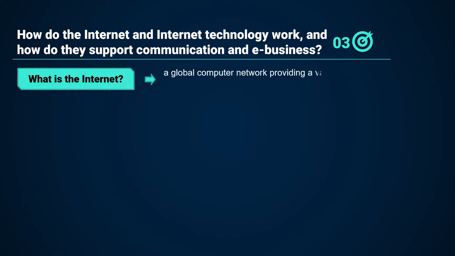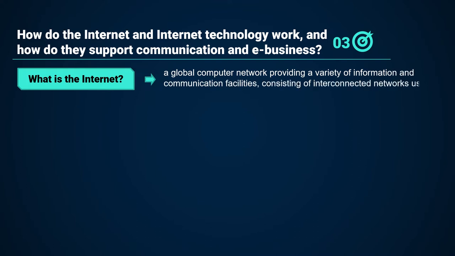So the internet is a global computer network providing a variety of information and communication facilities, consisting of interconnected networks using standardized communication protocols. The internet is the world's most extensive public communication system. It's also the world's largest implementation of client/server computing and internetworking, linking millions of individual networks all over the world.